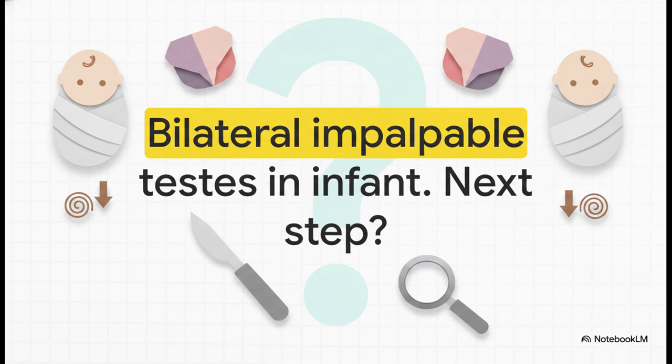Now, what if both sides are affected? Let's say you have an 8-month-old infant with no palpable testes in the scrotal sac bilaterally. Bilateral cases demand a very unique approach compared to a unilateral impalpable testis. So how do we intervene to make sure everything develops properly?